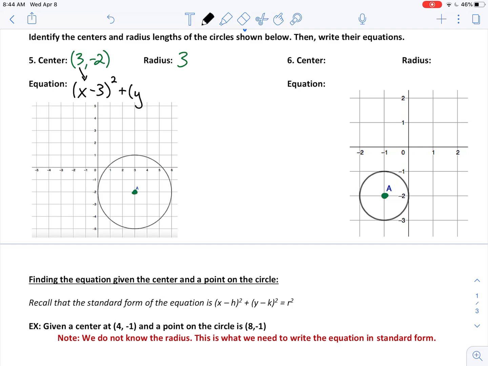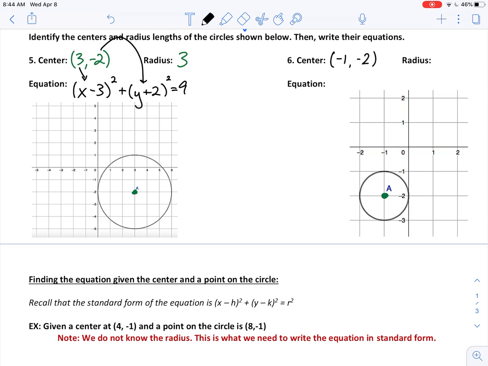So my equation must be x, and then we'll take this number but change the sign, minus 3 squared plus y, take this number, change the sign, plus 2 squared equals, and this is r squared. So it won't just be 3, it'll be 3 squared, or 9.